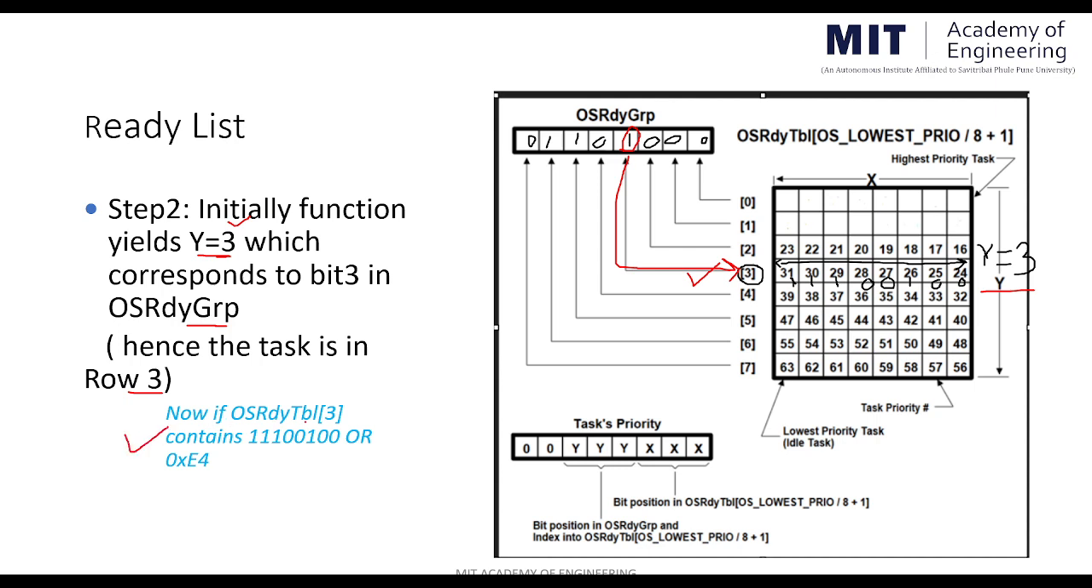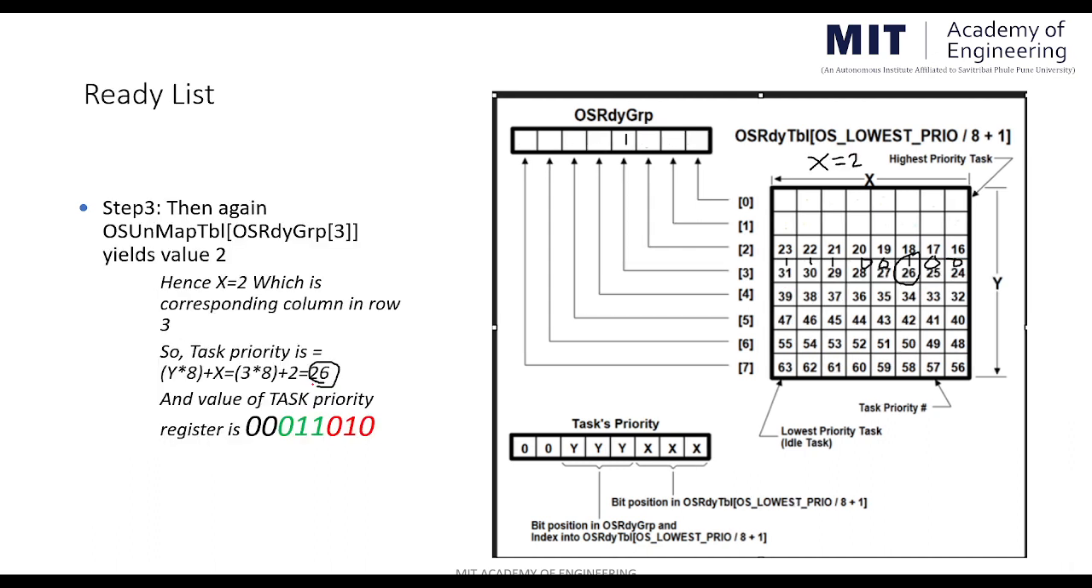Now suppose OS RDY table of 3 contains this value. This is also again an 8-bit register. If OS RDY table of 3 contains 1 1 1 0 0 1 0 0, this is the value of OS RDY table of 3. Then what step is followed by the scheduler? That is step 3.